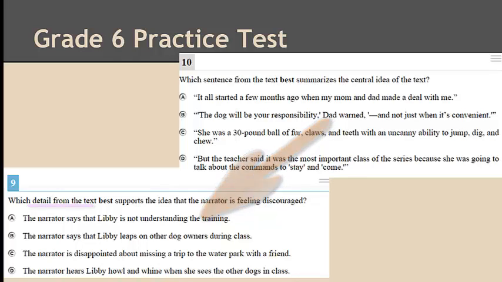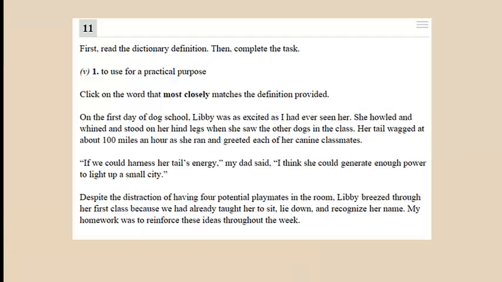In number 10, students need to be able to find the central idea or main idea of the text. This is where it is really important that they are able to summarize and paraphrase, meaning that Tarzan and Jane's skill would really come in handy here. The correct answer is B.